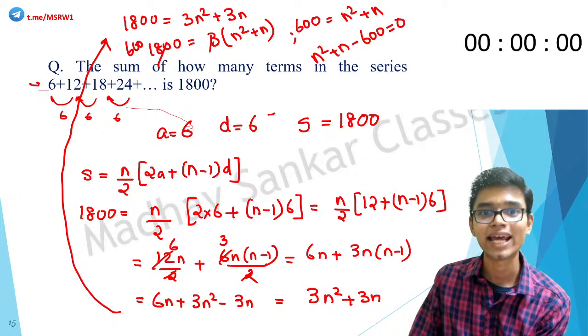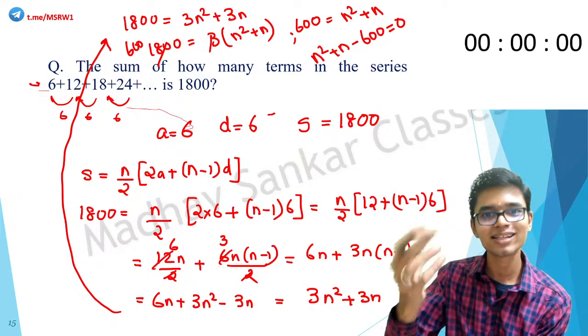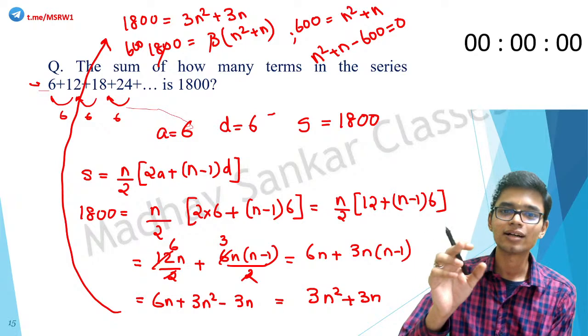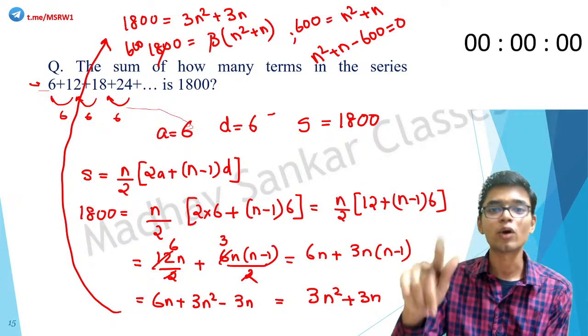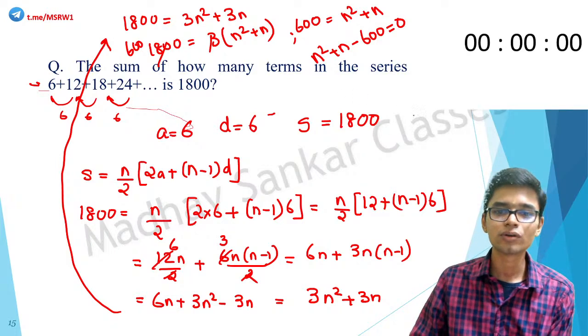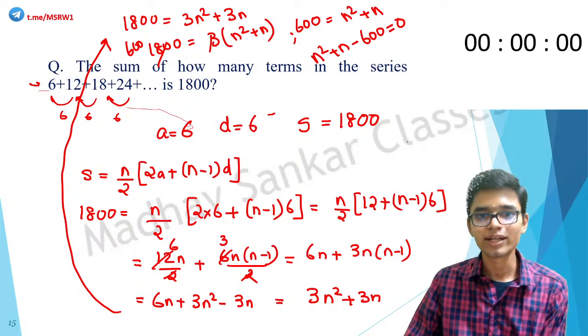Now we have to solve for n. So do you know how to factorize an equation? I hope you know that. You have studied that in school. So the sum is 1 and the product is 600. Okay, that is how you find the factorization. If you don't know that, please do learn it. I'm going to do it anyway.